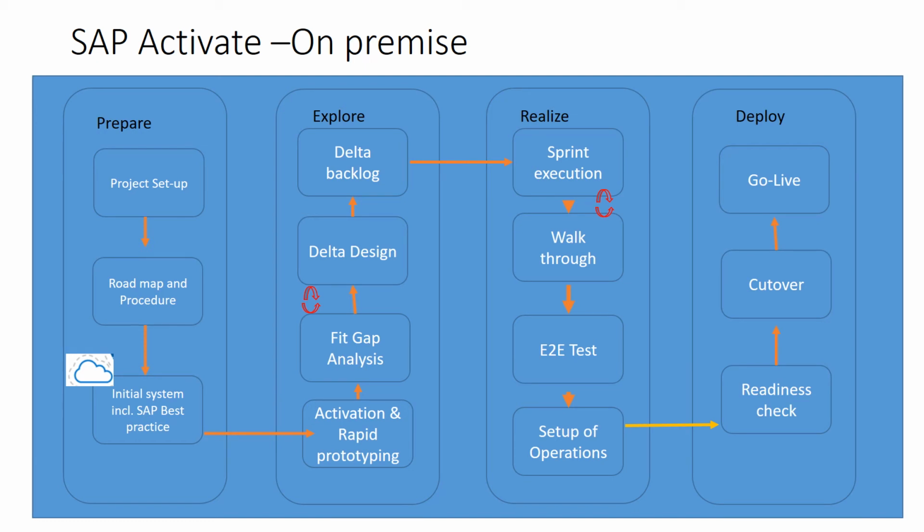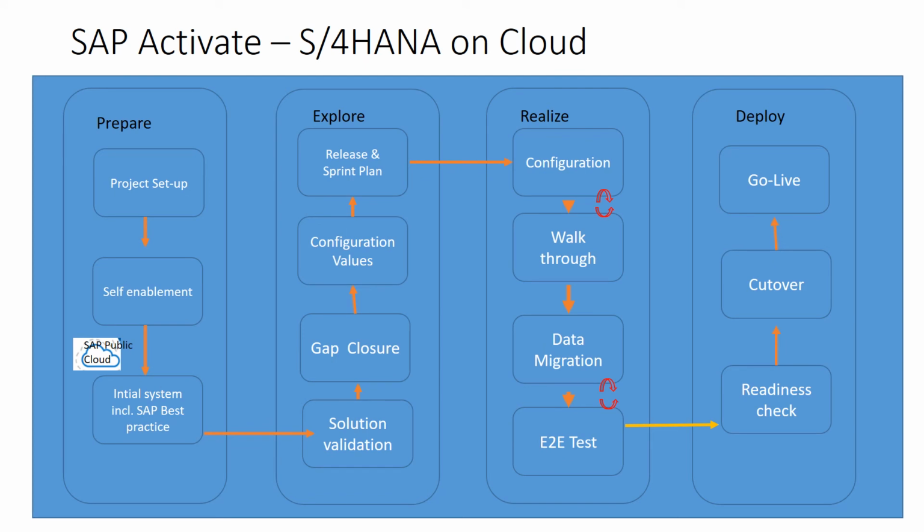So this gives complete information on what is to be done and what the available features in SAP Activate are. We have two versions, that is on-premise and SAP S4HANA Cloud versions. You can see the difference.